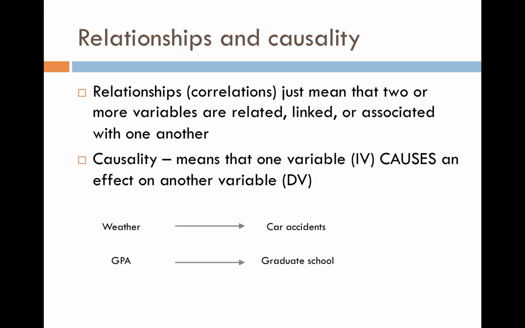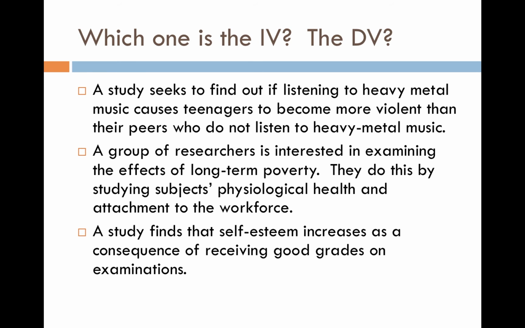So the dependent variables in these examples are car accidents and graduate school. And what we're saying is that changes in weather can cause car accidents, and changes in GPA affect whether or not somebody's admitted to graduate school. There are other examples here. There are 3.